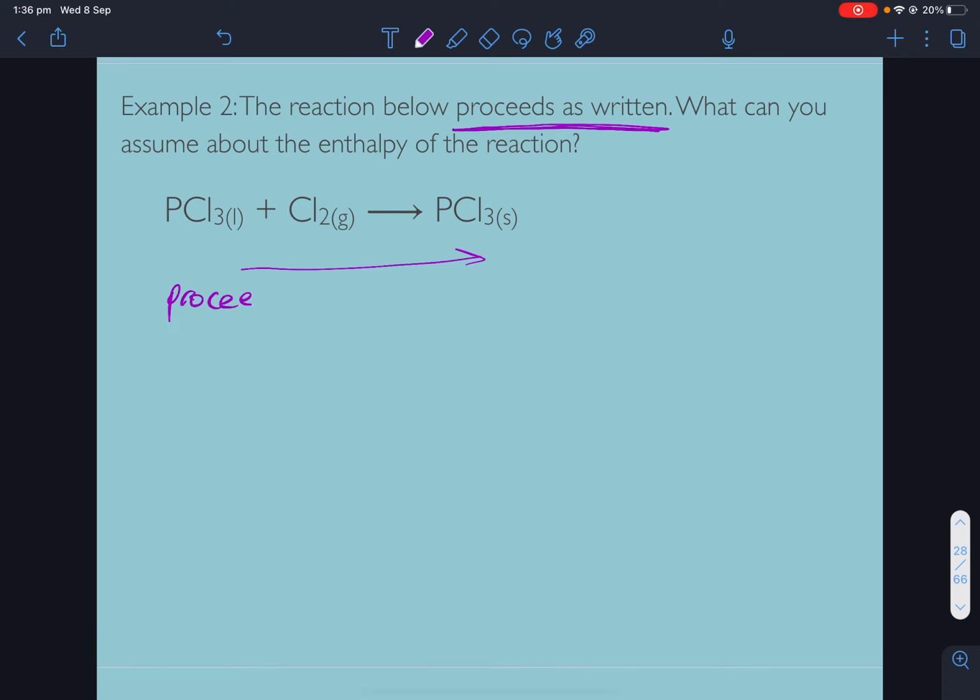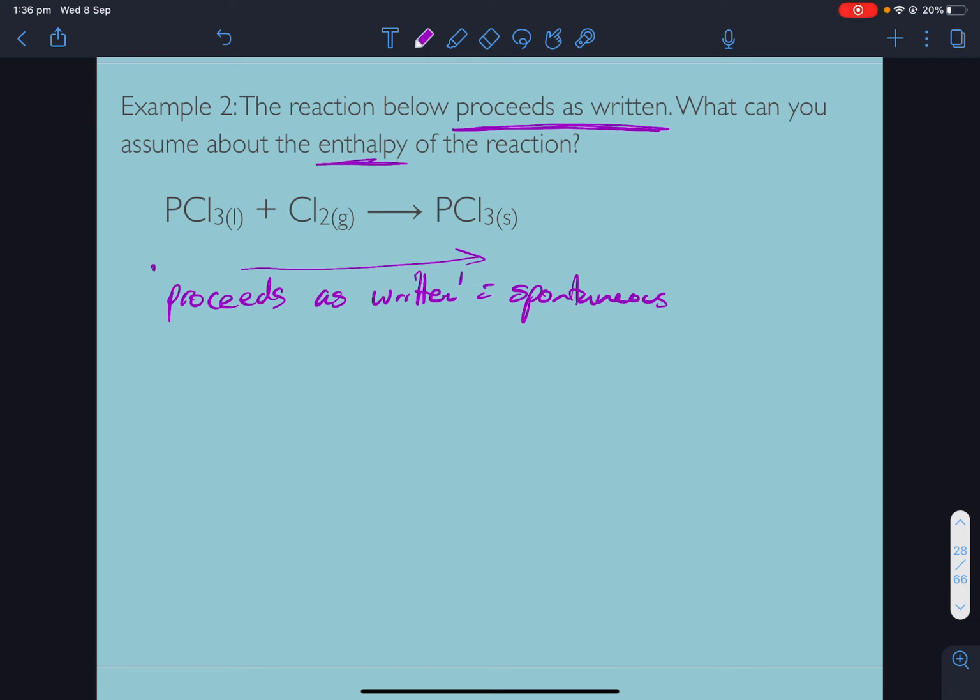So let's write that down. Proceeds as written, I'm going to write equals spontaneous. Okay, so we know from our knowledge of enthalpy and entropy that something is making this happen. Either it is increasing in entropy, it wants to become more disordered, or it is lowering its energy as well. So it's exothermic. Okay, and it might not be both of them, but it could be.